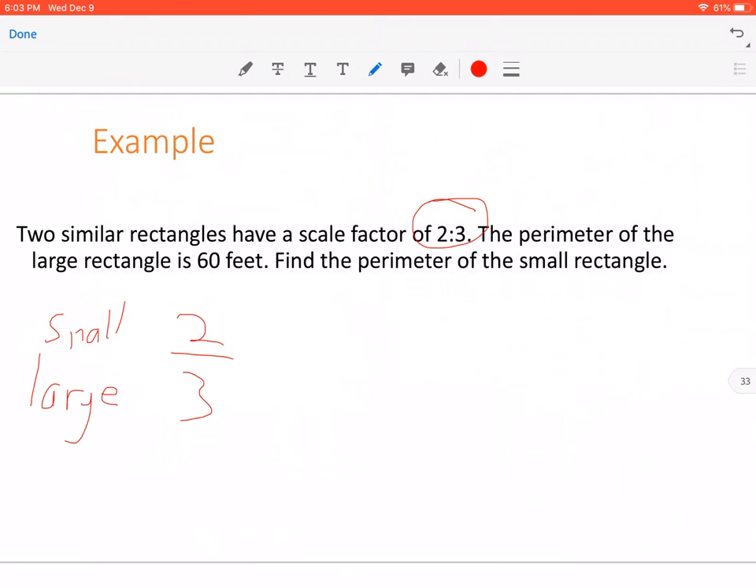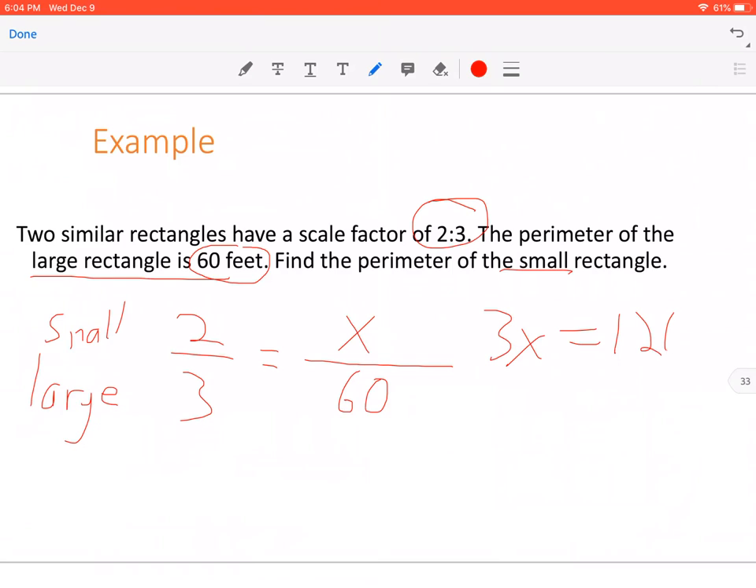So the perimeter of the large rectangle is 60. Find the perimeter of the small. So the question is, where do you put 60, top or bottom? Well, 60 was the large one. It says find the small. There it is right there. And again, cross multiply. 3 times x is 3x. 60 times 2 is 120. Divide by 3. 120 divided by 3. X is equal to 40. And there's your answer there.